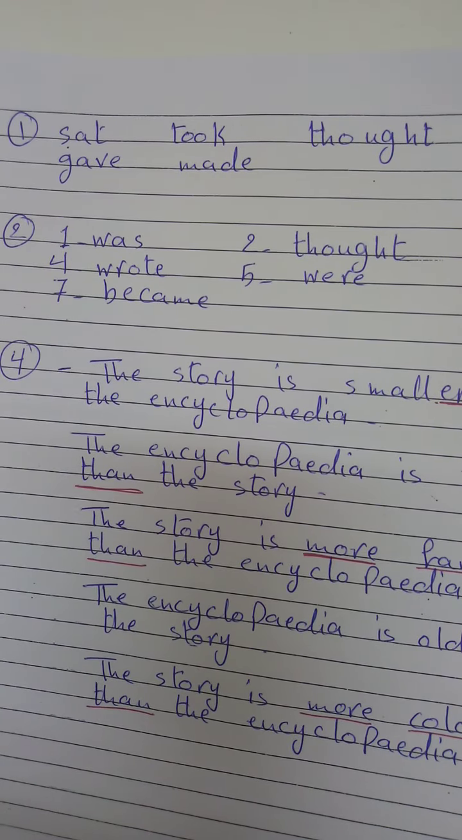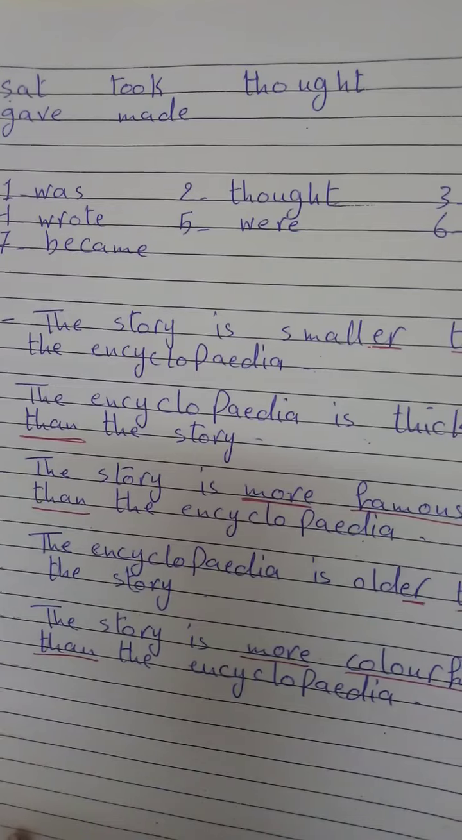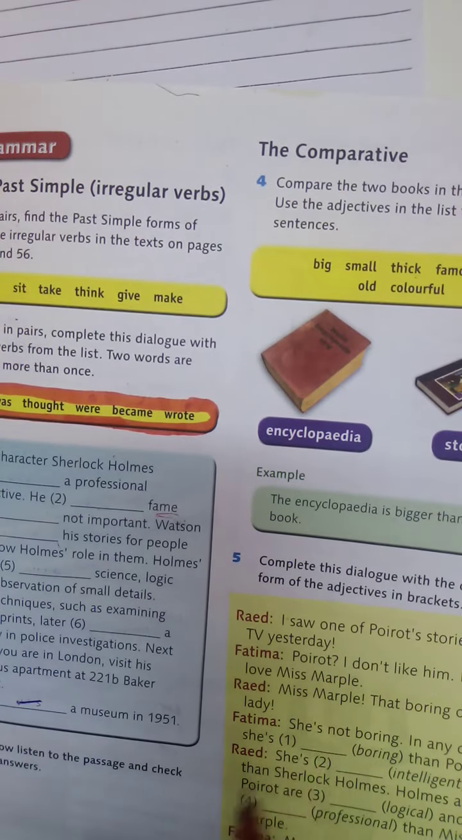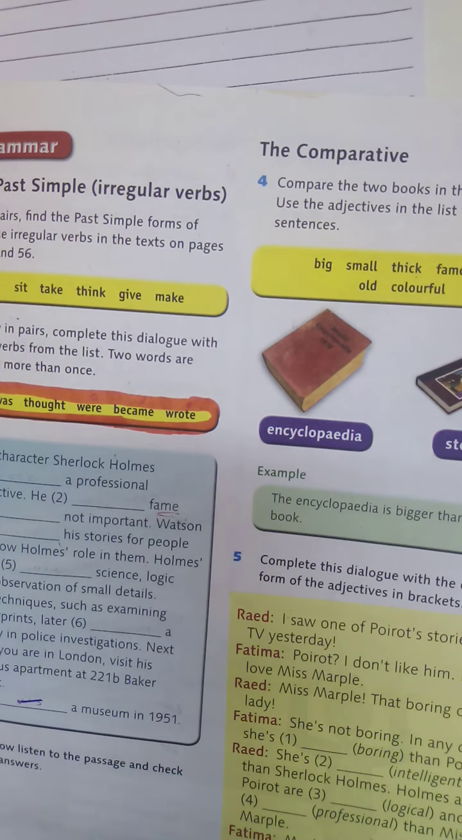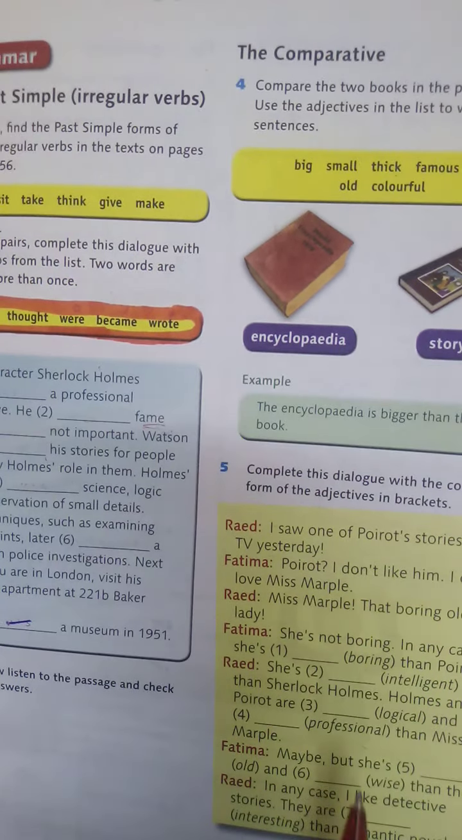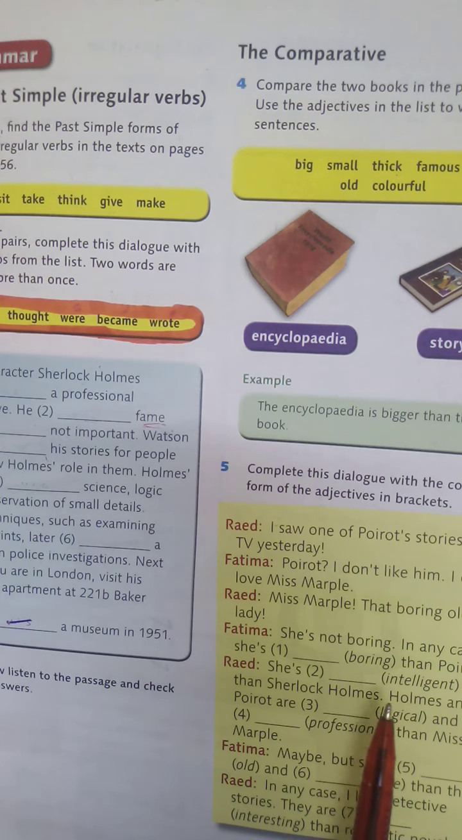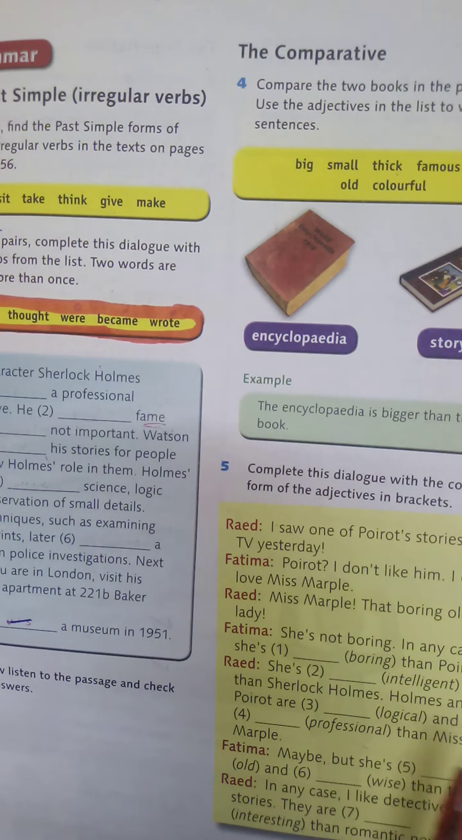Now we move to exercise number 5. Complete this dialogue with the correct form of the adjectives in brackets. We have some adjectives, and to some of them we will add ER or double the last letter and add ER, or more plus the adjective than.